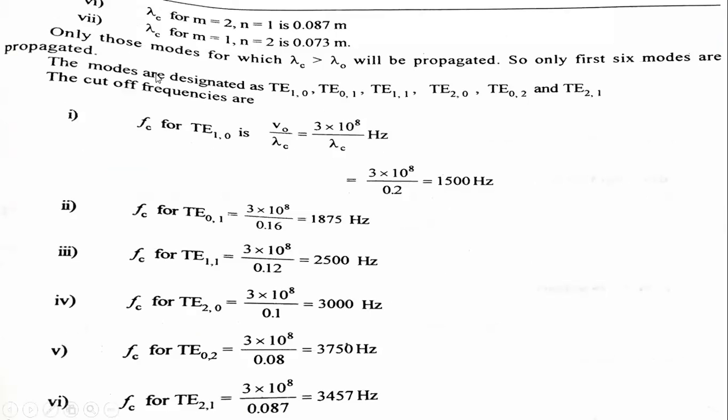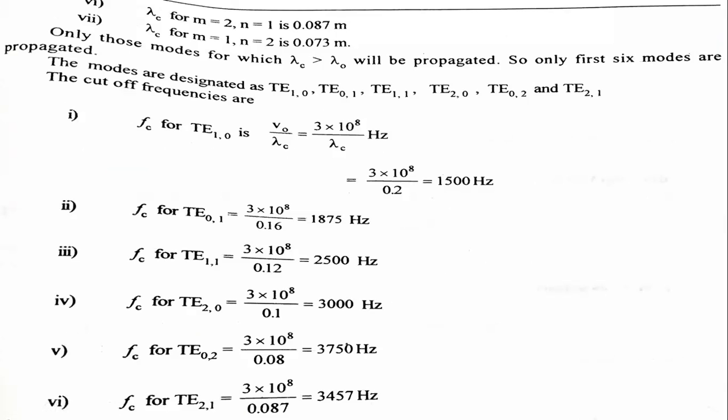See here in the next also what they mention. In the above, 2 0, then the 2 1, then the 1 2. Likewise 0.087 meter, 0.073 meter. So we have calculated all 7 lambda c, the cutoff wavelengths, in all modes.